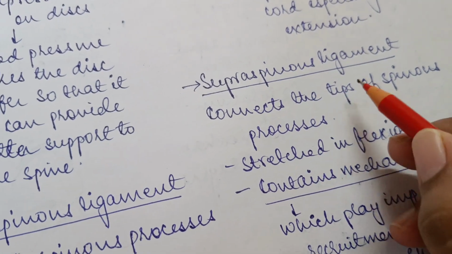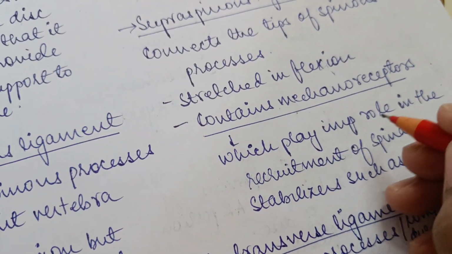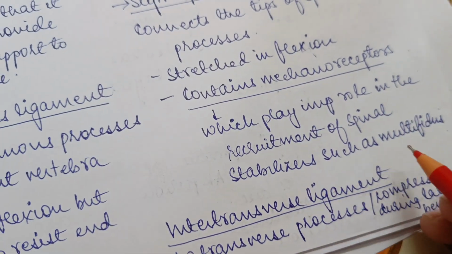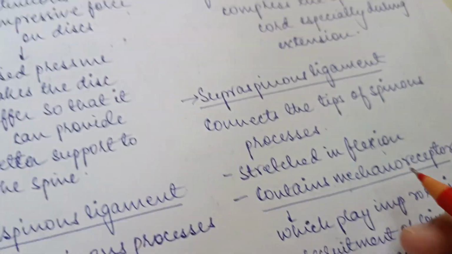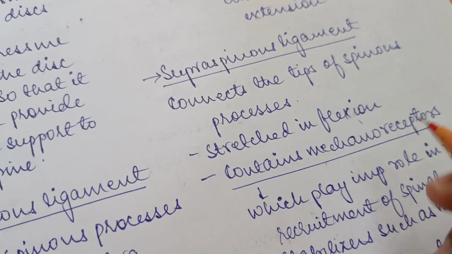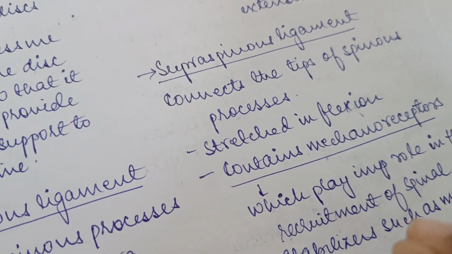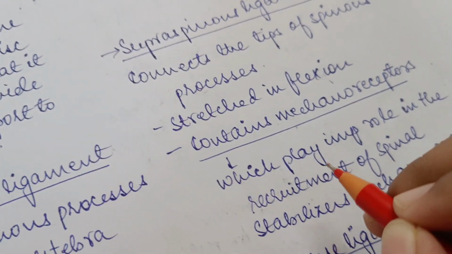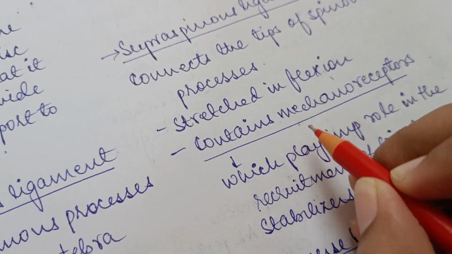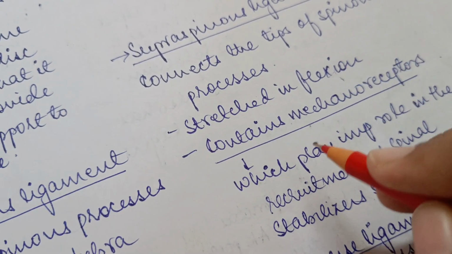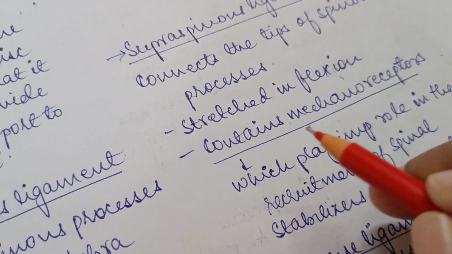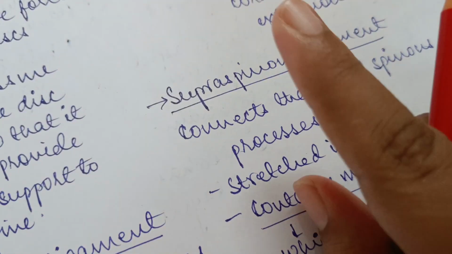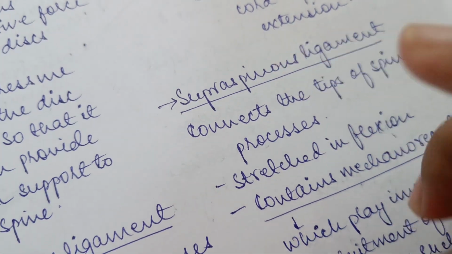The important thing in the supraspinous ligament is it contains mechanoreceptors, and mechanoreceptors play an important role in recruitment of spinal stabilizers such as multifidus. Now what are mechanoreceptors? Mechanoreceptors are receptors which will detect any kind of excessive movement. They are going to send signals to the brain that there is something wrong which is happening. See, whenever the load on the vertebral bodies and the spinous process increases, it will immediately try and transfer that force. That force will be transferred to the ligaments, and the ligaments try not to collapse, but the ligaments are very small structures compared to the muscles.